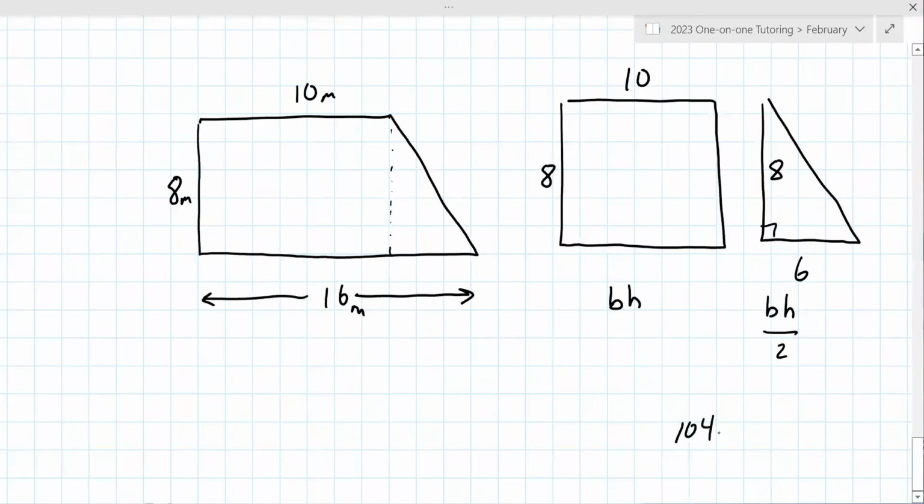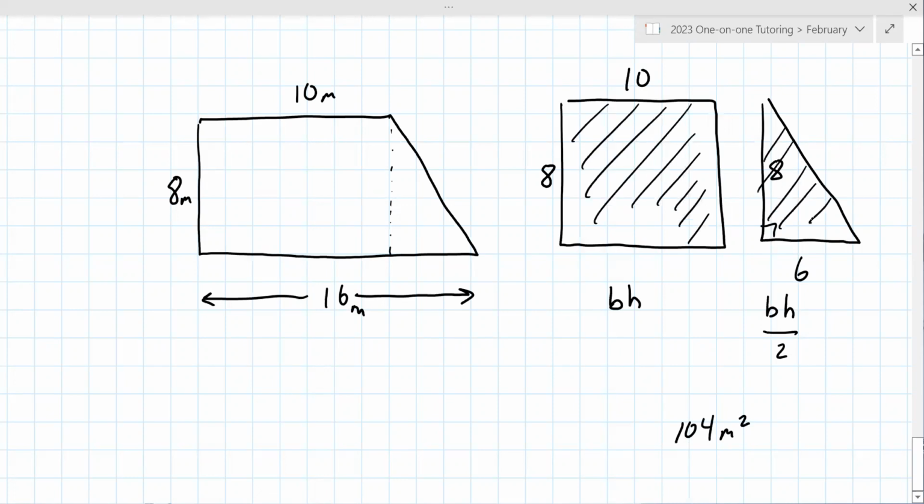What are the units? Meters. So meters squared. So 104 meters squared. Good, really good. Yeah, and it's important to separate the 2. Like in your drawings, they gave you the dimensions. I was being a little more difficult by not giving you everything.